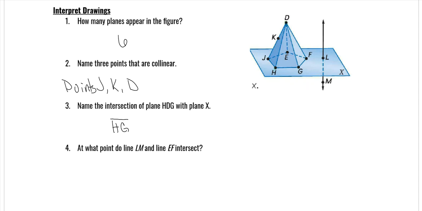At what point do line LM, so let's find LM. LM is right here. So it's like the pencil going through a piece of paper. It goes through this plane. LM and line EF, where's EF? EF. At what point do they intersect? Well, as you can see from my highlighting, EF is a segment, so it doesn't keep going forever and ever, so they don't intersect. And we're done with notes.